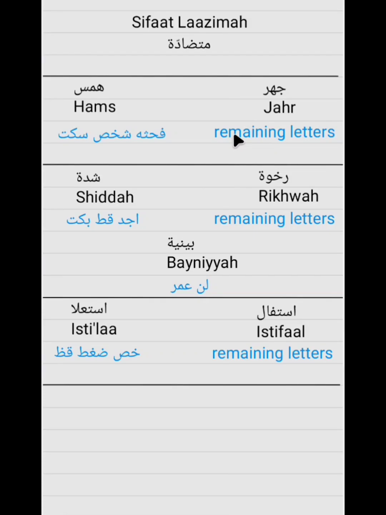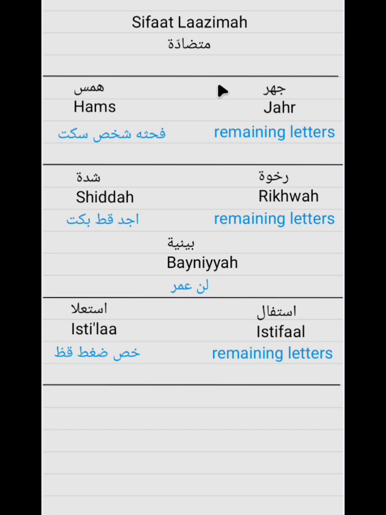Sifat are of two types. The first type of sifat is called sifat lazima. The second type is called sifat arida. Lazima means those sifat that are there permanently, regardless of the harka on the letter or the position of the letter within the word, etc. Sifat arida are those sifat that are there only temporarily.